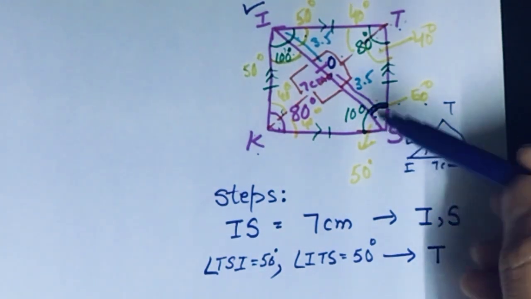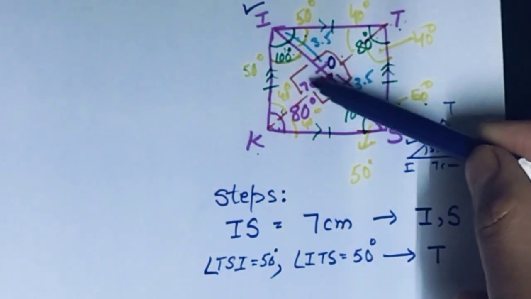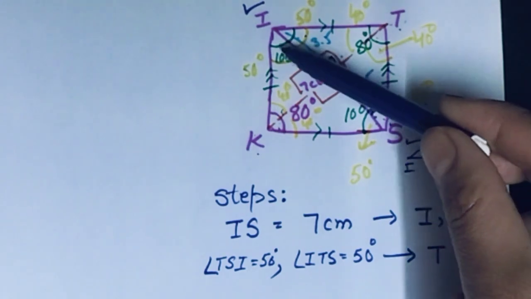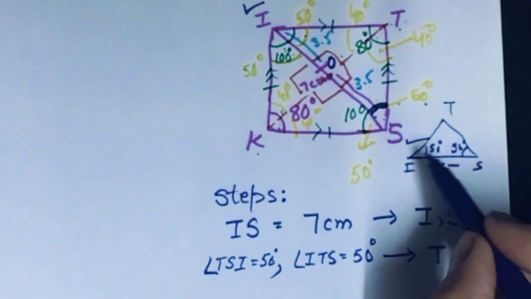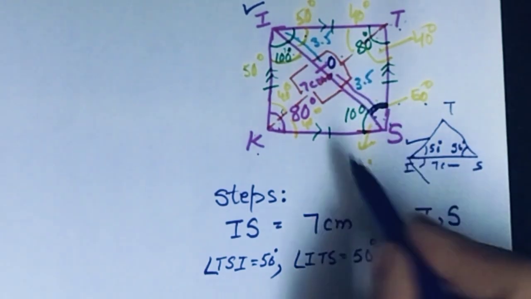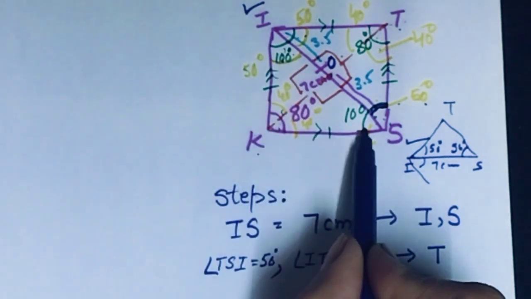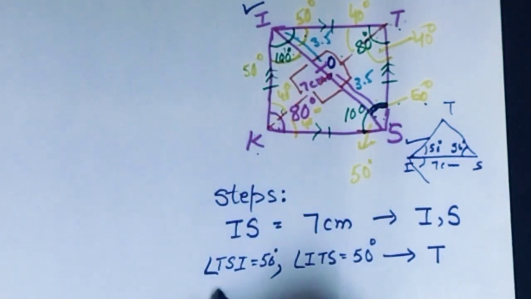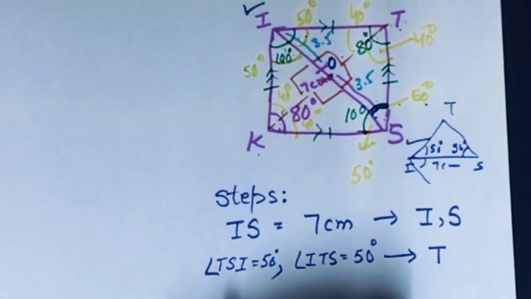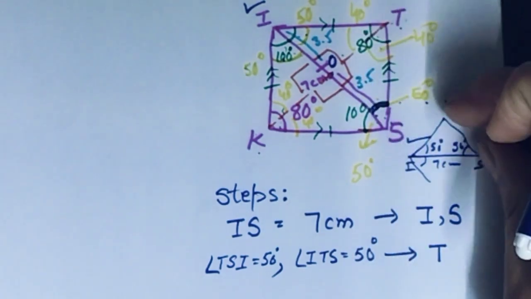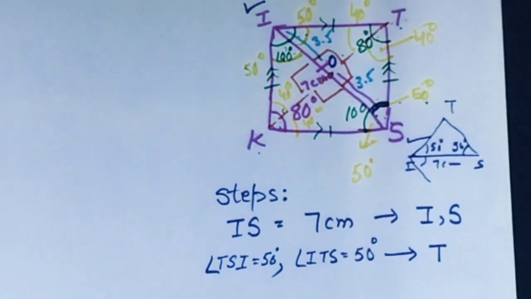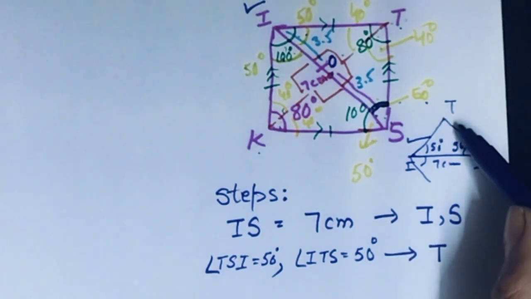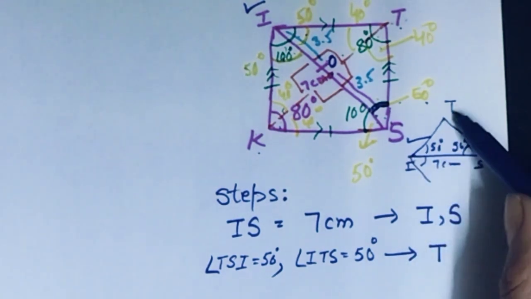Similarly, in this picture, you can draw 50 and 50 on the other side. You can draw 50 here because this angle is also 50. This angle is also 50. So you can either draw 50-50 or you can pick up this measure that you will have constructed. Okay. So anyways, you have drawn IS, you got T.